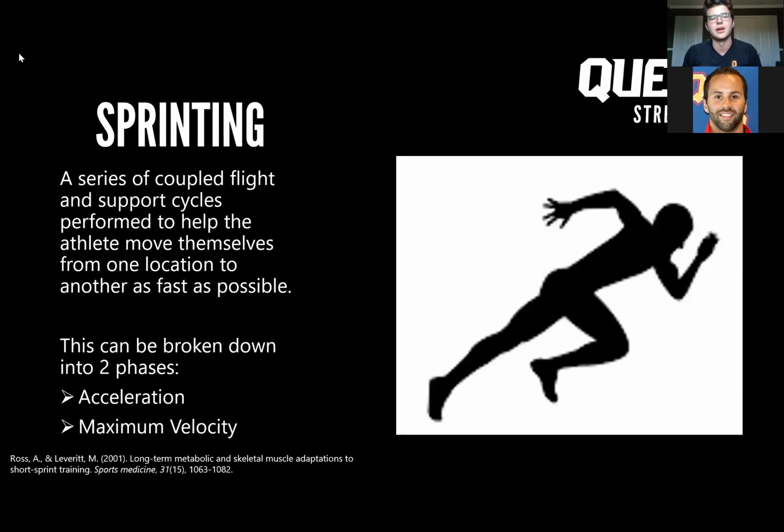So when talking about acceleration, we need to start somewhere. Providing a base of sprinting will help us get there. By definition, sprinting is a series of coupled flight and support cycles performed to help the athlete move themselves from one location to another as fast as possible. This whole idea of sprinting can be broken down into two phases: acceleration, which is what we're going to focus on here, and maximum velocity.